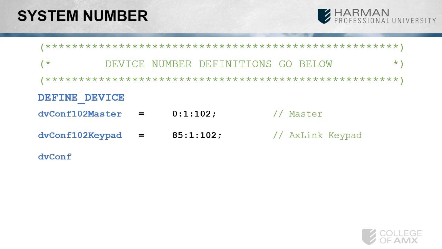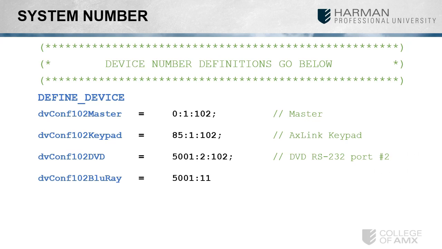DV Conference 102 DVD gets 5001:2:102. This is an RS-232 port on an NX controller, device 5001, and it's on port number 2 on system 102. DV Conference 102 Blu-ray gets 5001:11:102. This is an IR port on an NX controller, which is device 5001, port 11, system 102.